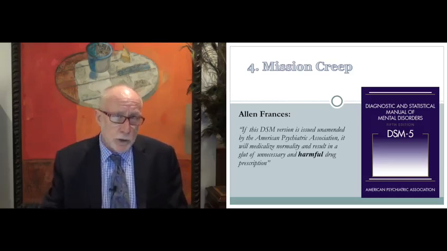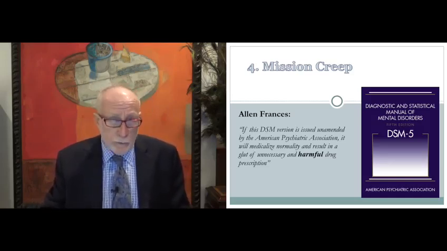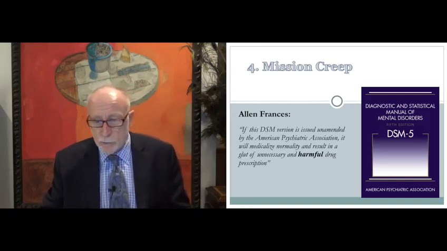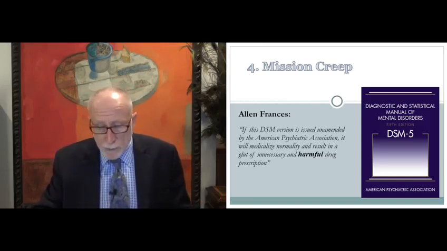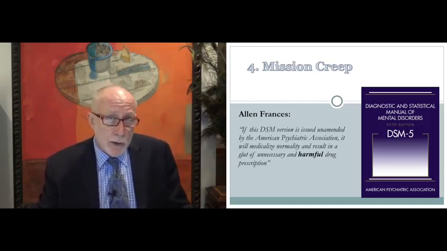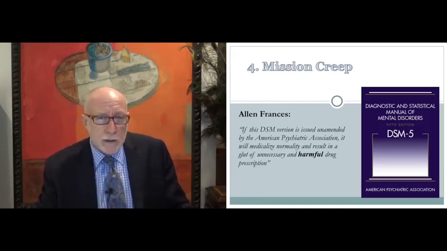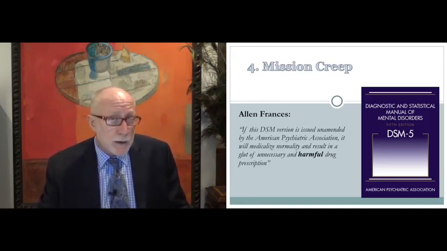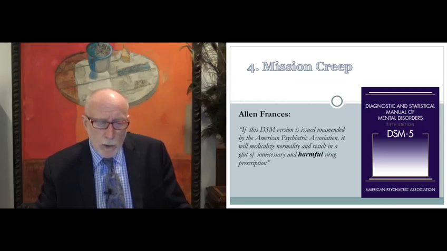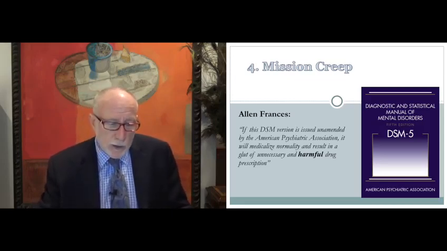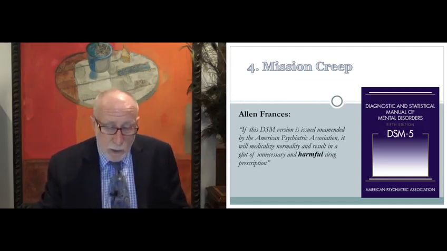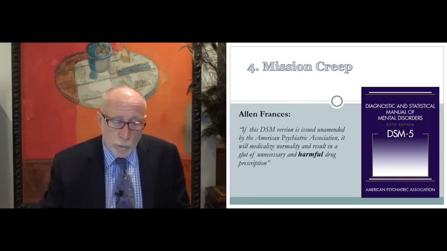They were the task force chairs of the DSM-3, 3R, 4, and 4TR, so the four successive previous versions of the DSM. Both Spitzer and particularly Al Francis waged what could fairly be described as a scorched earth campaign against the DSM-5 because of its voracious appetite for pathologizing powerful and negative but normal human experience. Allen Francis had the famous warning: if this version of the DSM is issued unamended by the American Psychiatric Association, it will medicalize normality and result in a glut of unnecessary and harmful drug prescription.